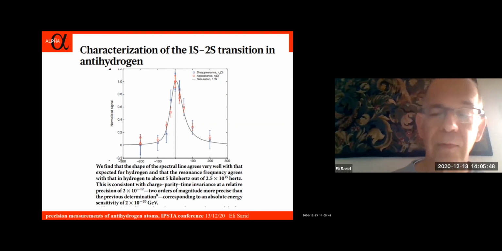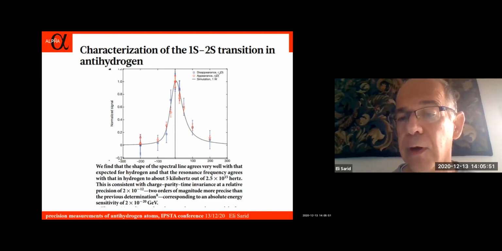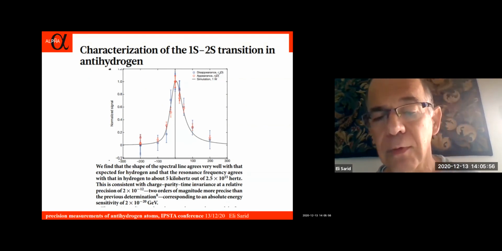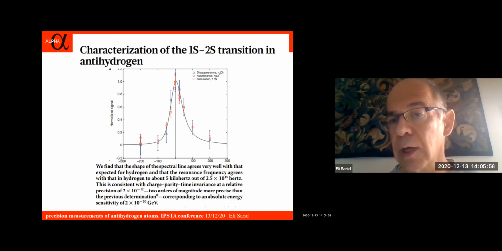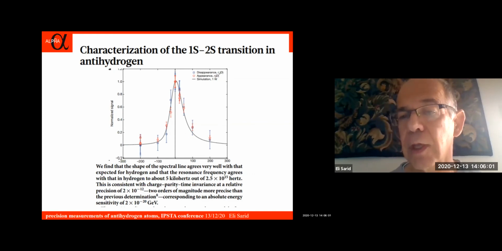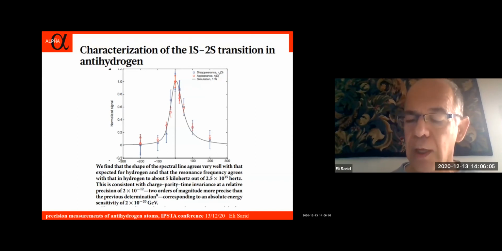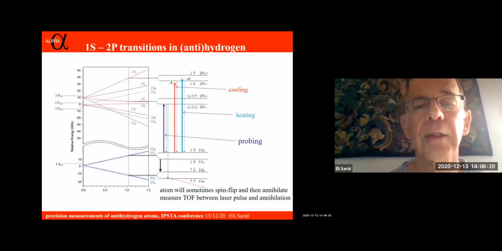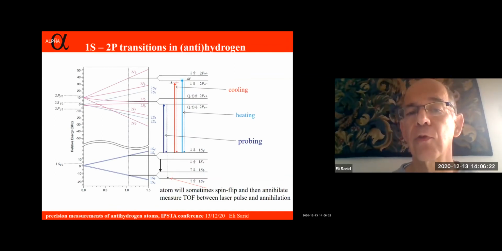And all this measurement with this fantastic accuracy so far found no difference between the measured result and the known result from the hydrogen atom. By the way, this is one of the best known transition energies in physics. So here we strive into even increasing our precision and then putting CPT to more and more precise validation tests. The new kid in town in terms of measurements is the 1s to 2p transition.